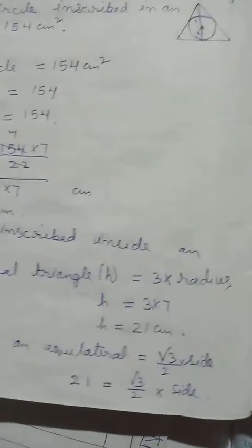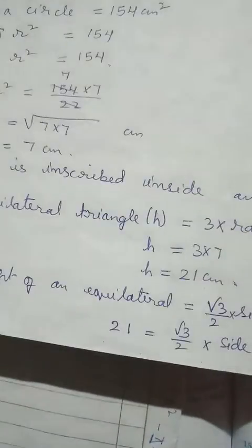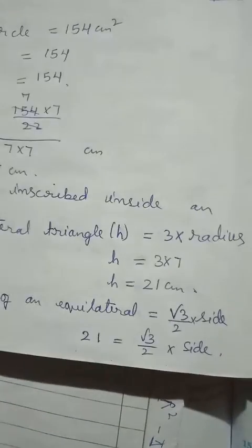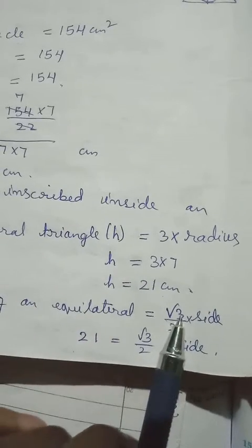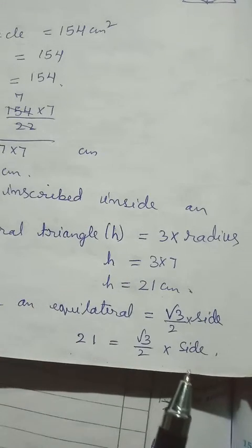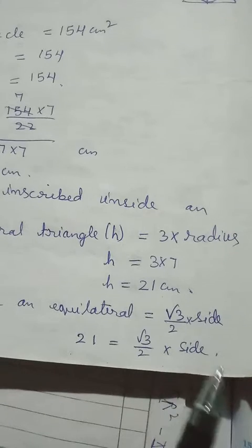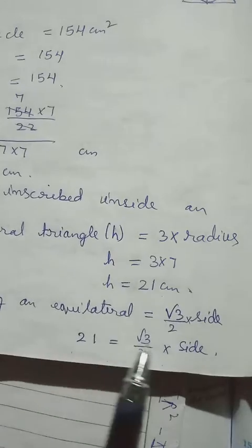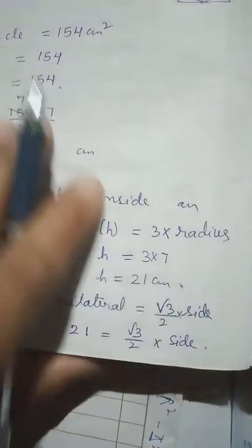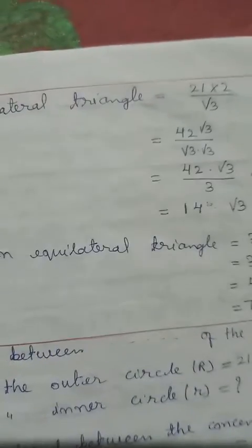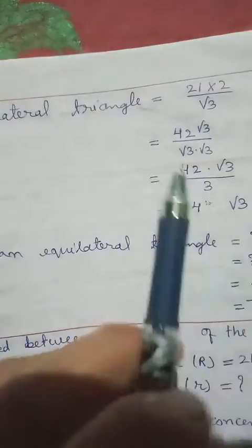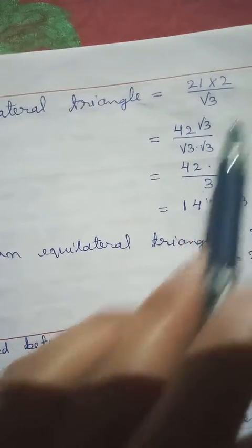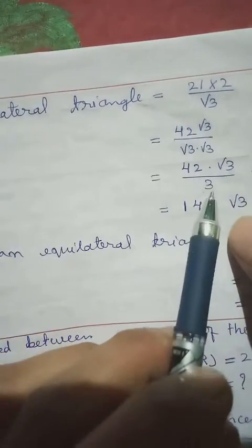Then we know the formula for the height of an equilateral triangle is root 3 by 2 into side. Because in order to get the perimeter, we need the side. So this 2 which is down, we can take up. Then root 3 which is up, we can bring down. So the side will be 42 by root 3. Then root 3 we can rationalize by root 3 up and down. Root 3 into root 3 is 3. Then here it will be 14 root 3 cm.